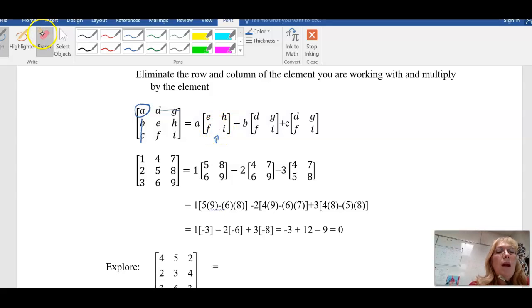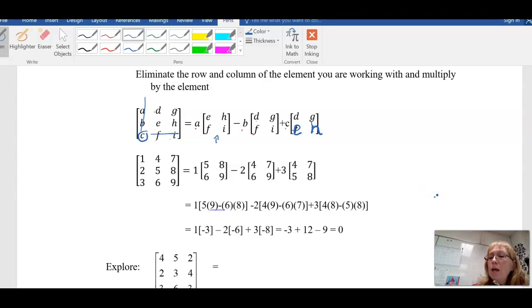Okay? Now we do the same thing with the next one. So now I'm going to do B. I take out his row and his column, so his is D G F I. We switch signs. This goes positive A minus B plus C. So C, now we take out C's row and column. So this row and this column, and we're left with D G. This should be E H. So please fix that.